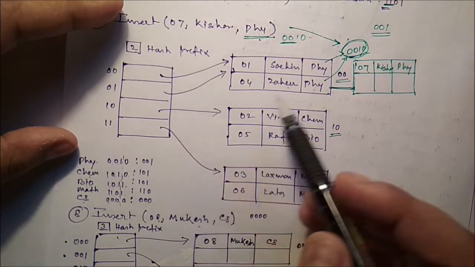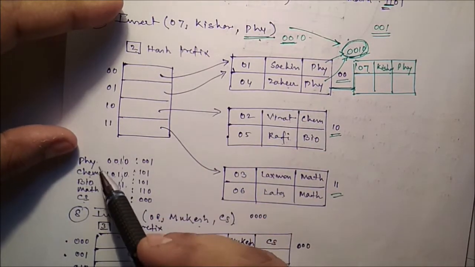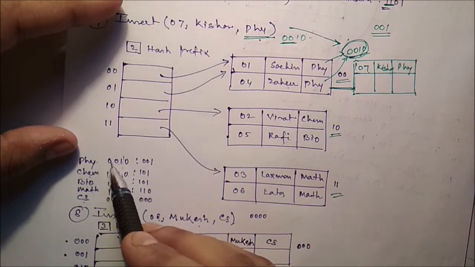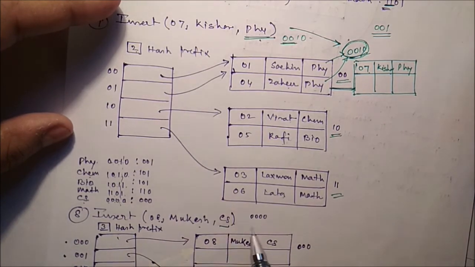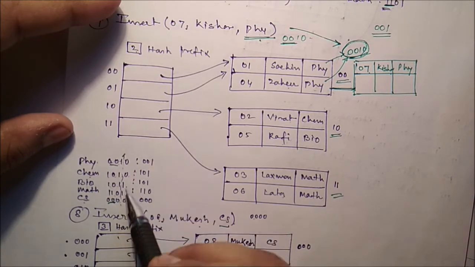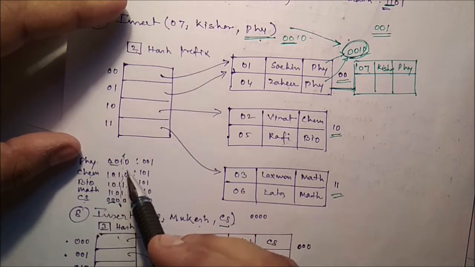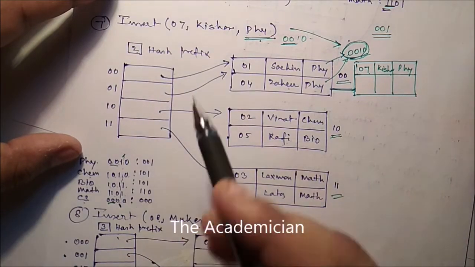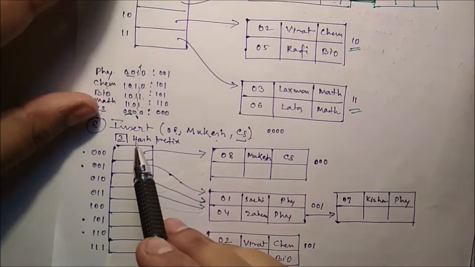So in that case, we split it, because if we split it, we can differentiate physics and biology. Initially for physics the first two digits are 00, and for computer science it is also 00. But if you take the third digit, now it is 1 and 0. That means we can create another bucket. In this case, we have to increase the hash prefix value. Now it is 2, we have to increase it to 3. So now the hash prefix value is 3.